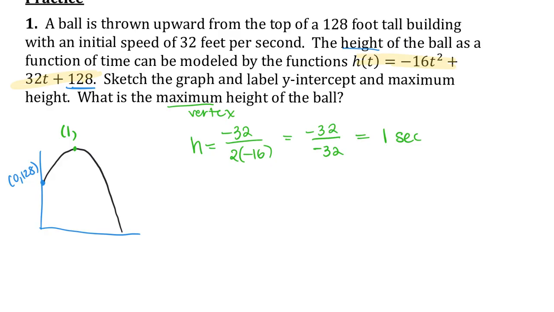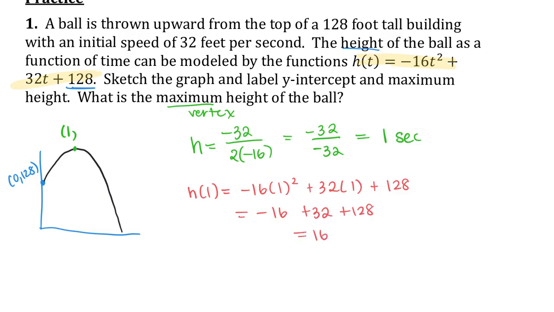Okay, I want the maximum height. So let's plug 1 back in. Negative 16 times 1 is negative 16. Okay, what is this? This is 16 plus 128, which is 144. And what are the units on the height? Feet. Okay, so this is 1 comma 144.